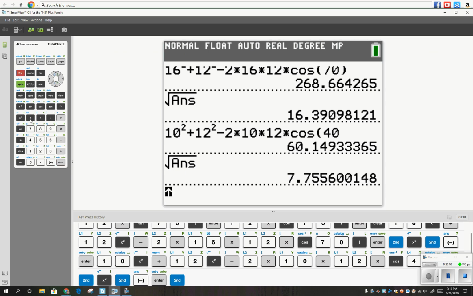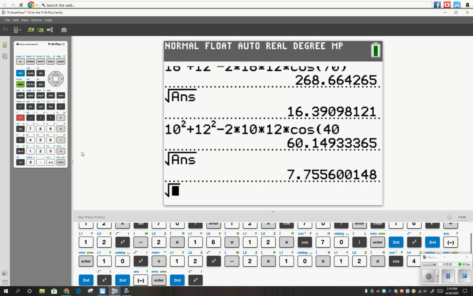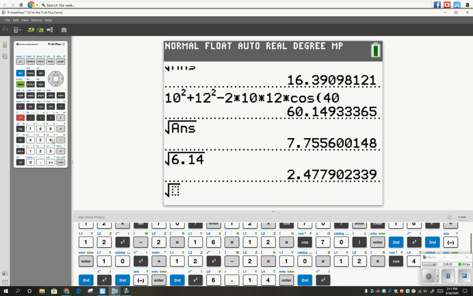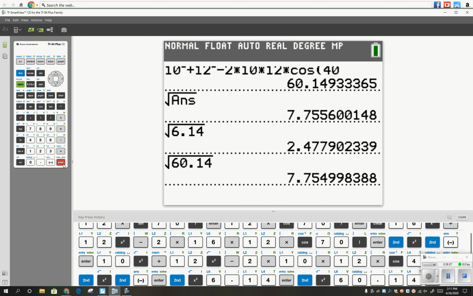Now, just a quick note here, I do want to show you, if I do take the square root of 60.14, I get 7.754, which I'd be off by 1 decimal place here. So not too far off, but there is that opportunity to be off. So let's get in the habit of using the answer feature. Okay.